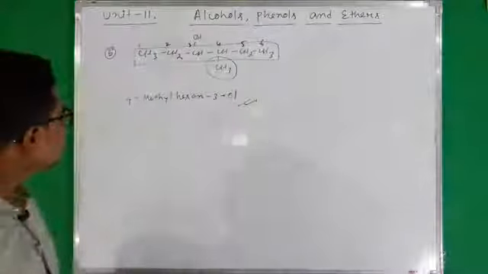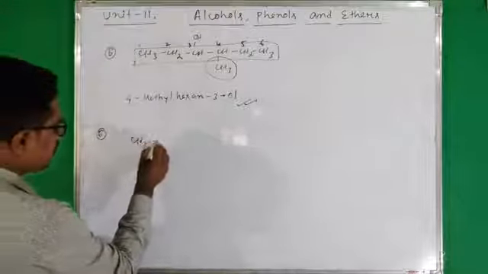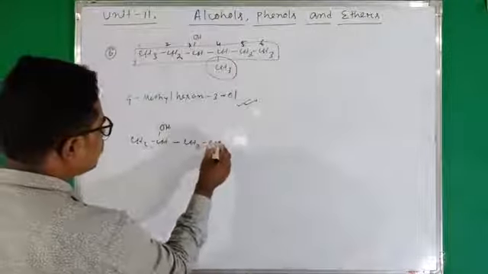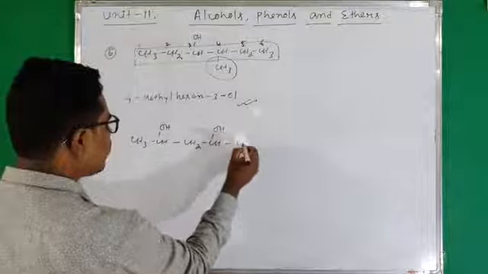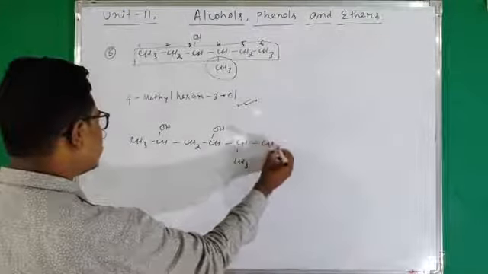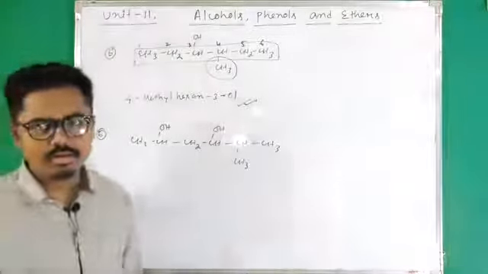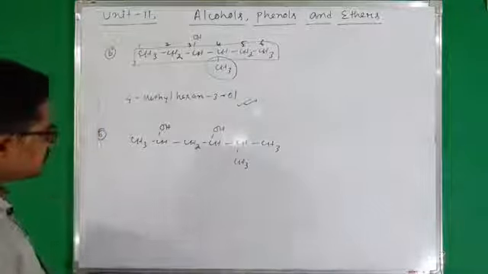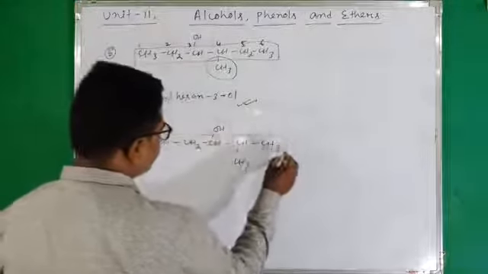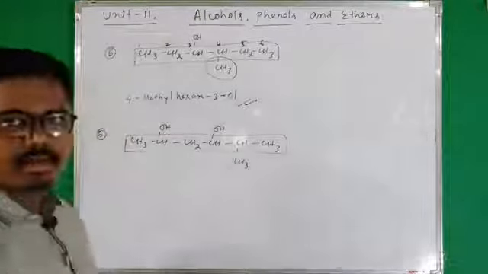Okay, and then let us consider another example. Suppose this compound CH3CH(OH)CH2CH(OH)CH3... So in this case, at first you also have to find the longest carbon chain having the OH group. Hence the longest carbon chain is this one.